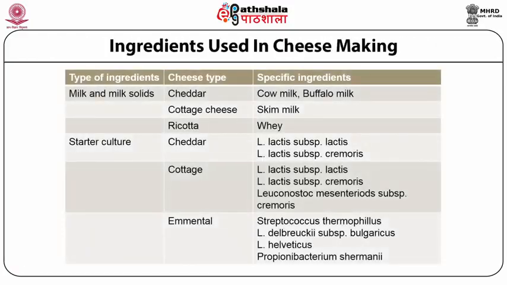Now let us dwell into the ingredients that are used in cheese making. The first one is the milk and the milk solids. The source of such milk solids is very important whenever we are going to prepare a specific cheese variety which you have already decided to prepare. For instance, for cheddar cheese making, the specific type of milk suitable would be cow milk, but you can definitely also prepare it from buffalo milk or even a mixture of cow and buffalo milk.